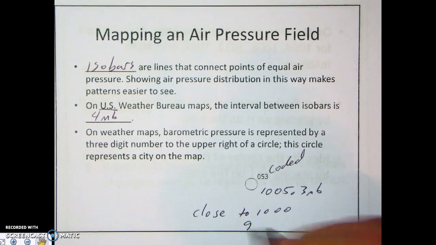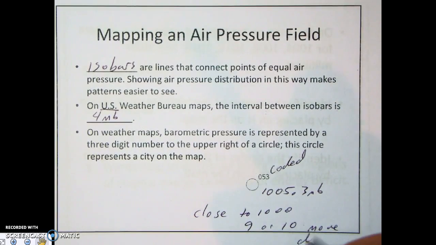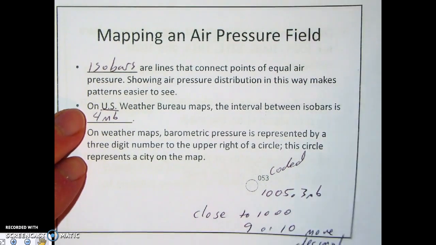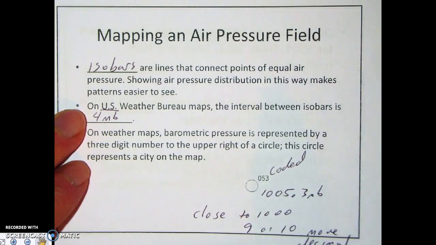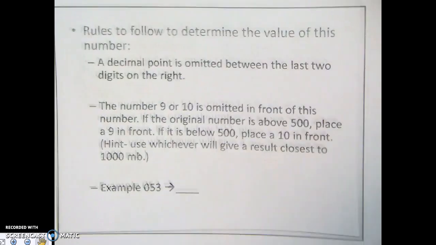Now, my recommendation is just to go close to 1000 with either the 9 or the 10 in front and move the decimal. That's how I do it. And I think that works really well and makes it nice and simple. However, some people prefer to do it with lots of rules and stuff. I don't really like that. It just, to me, seems more complex.